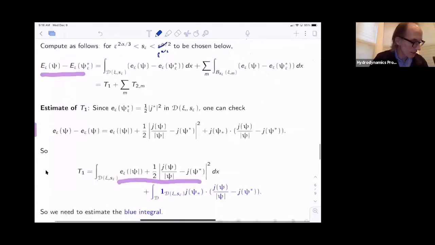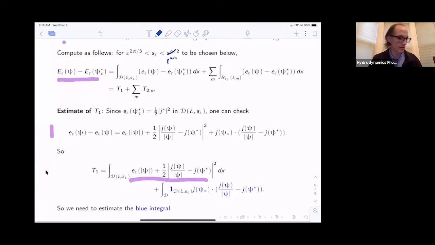So the theorem says that E epsilon of psi minus E epsilon of psi star is bigger than the integral over the domain with balls of size epsilon to the alpha over 2 cut out of this thing. And then it says that everything else is an error term. And so our task is to show that the blue integral is small, and that these guys are small. That's what we need to do to prove the theorem.